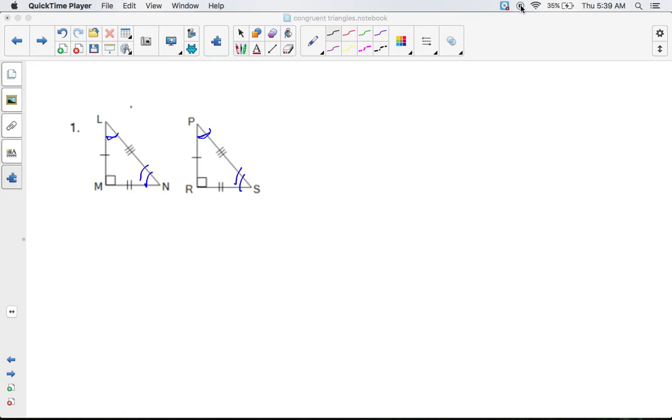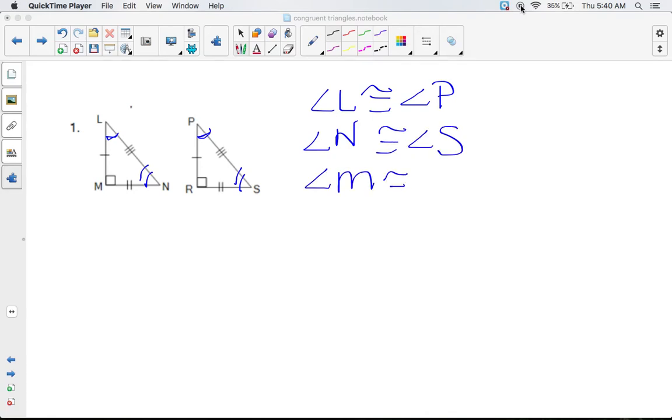So let's go ahead and write these. Angle L is congruent to angle P. Angle N is congruent to angle S. Angle M is congruent to angle R.